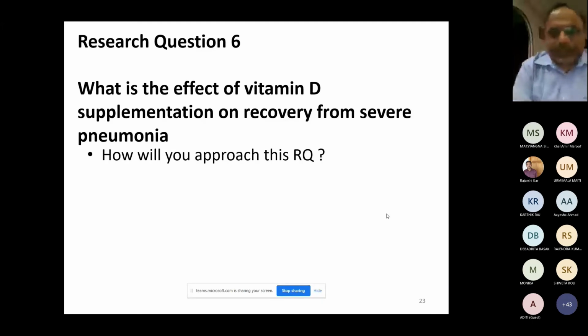therapeutic question, many of you would be doing thesis or research in clinical subjects. तो clinical subject में कई बार clinical queries होती हैं, कोई दवाई या कोई adjunct या कोई intervention या sometimes even a message, a kind of health education message, जैसे community medicine में हो सकता है, whether that is effective or not. So these are therapeutic questions, and we need to know how can we approach this research question. So this research question is, what is the effect of vitamin D supplementation on recovery from severe pneumonia?